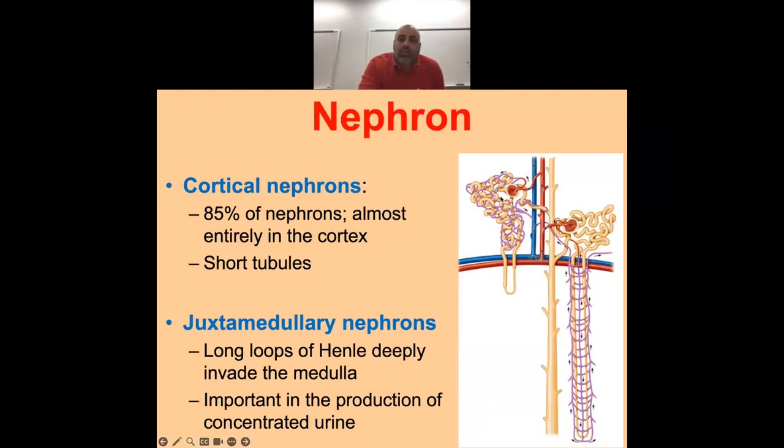Cortical nephrons, these are the shorter guys. So a majority are like that. And then there's the juxtamedullary nephrons. These are the real long ones. And these are important for concentrating urine. That's where we pull out a lot of water, is in those guys.